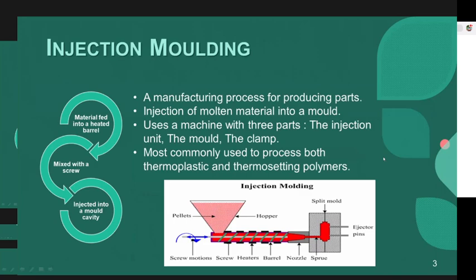Let's introduce injection molding first. It is a manufacturing process for producing parts by injecting molten material into a mold. It uses a special purpose machine that has 3 parts: the injection unit, the mold, and the clamp. In this process, material for the part is fed into a heated barrel, mixed with a helical screw, and injected into a mold cavity, where it cools and hardens to the configuration of the cavity. Most polymers, especially thermoplastic and thermosetting polymers, are best suited for this process.